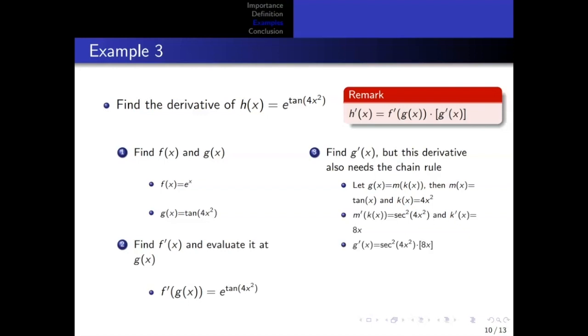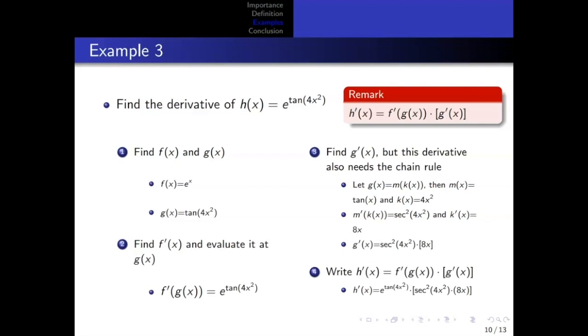So that means we just follow the exact same rules as before, and we find the derivative of these functions. We know that the derivative of tangent is secant squared, so then secant squared evaluated at k of x is m prime of k of x, which is equal to secant squared of 4x squared, and k prime of x would then equal 8x. That means our g prime of x equals secant squared of 4x squared times 8x. Now we can finally write it in our final form.